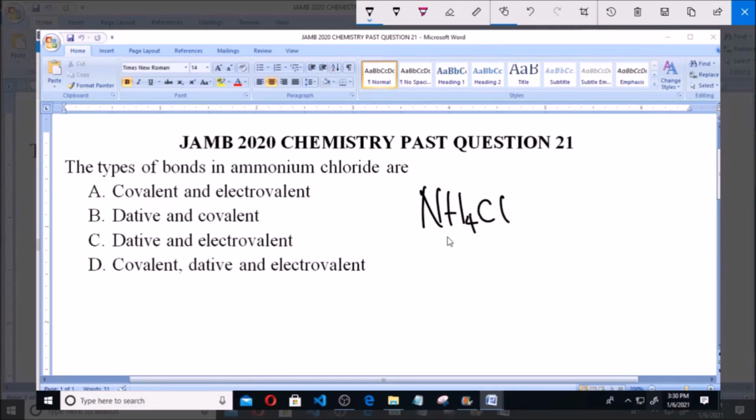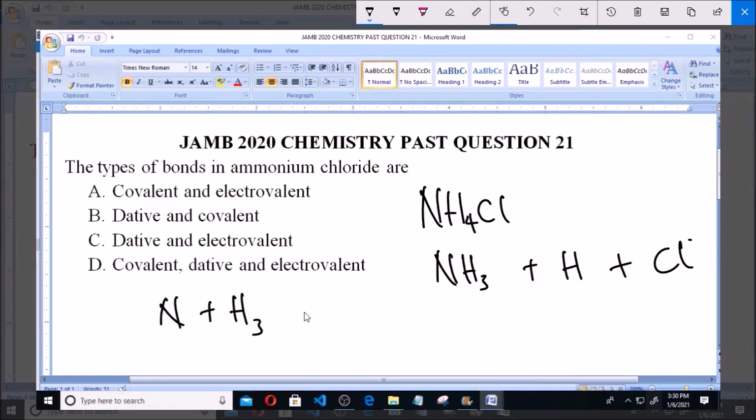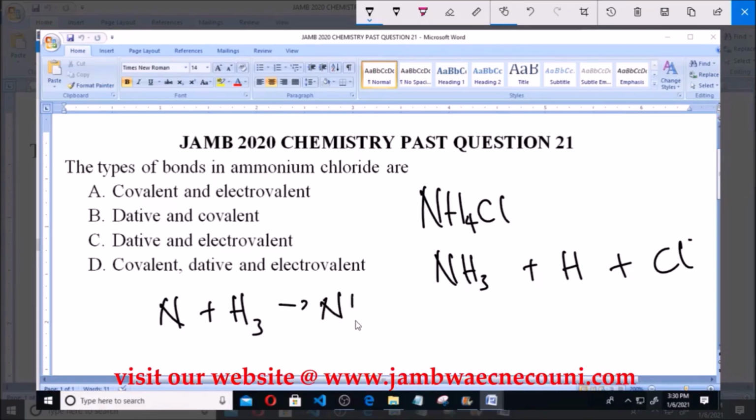Ammonium chloride is made up of a combination of ammonia, NH3, plus hydrogen atom, then plus chloride ion. Now this ammonia is made of nitrogen and 3 atoms of hydrogen. So nitrogen plus 3 atoms of hydrogen will give us ammonia, NH3.